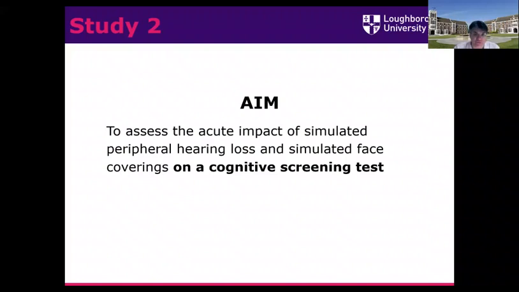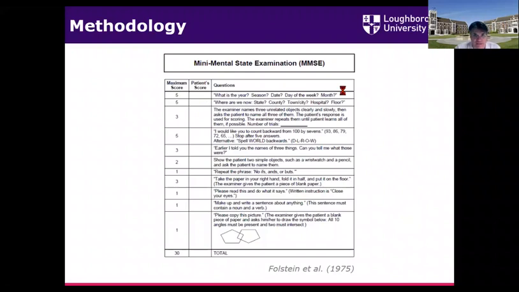For example, as you can see here for the MMSE, participants are asked to position themselves in time and in space. They're asked to repeat a sentence that's read to them, and they're asked to reproduce a line drawing on a piece of paper. So there seems to be less of an opportunity for hearing loss to impact test performance in this type of cognitive test.